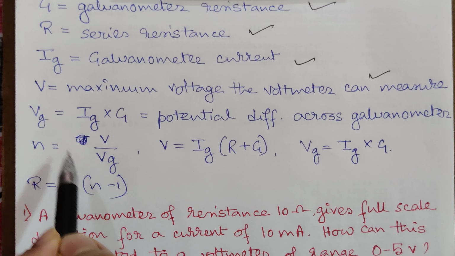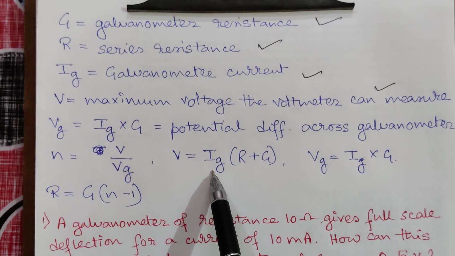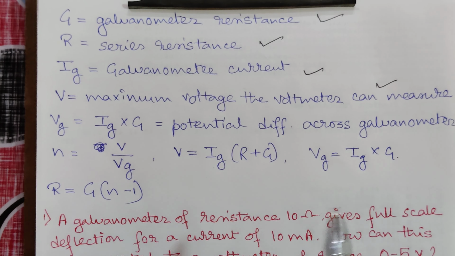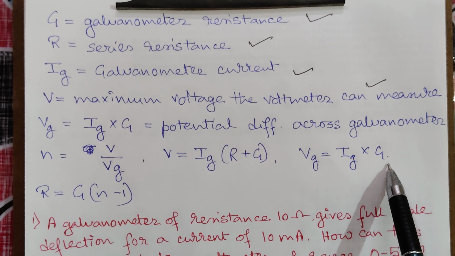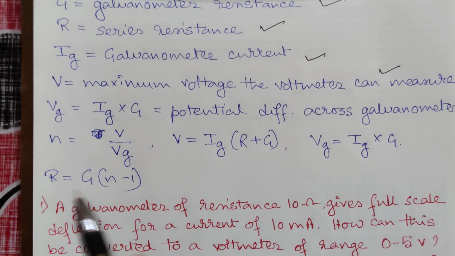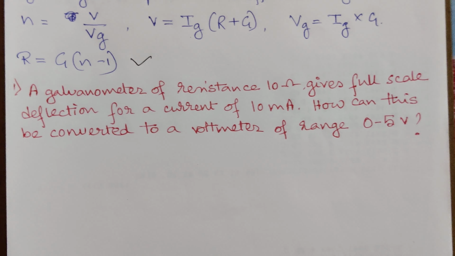So V by Vg is denoted as N, and V is equal to the galvanometer current into the series equivalent of these two resistances, and Vg is Ig into G. And the relation between R, G and N is this. So let's try to solve some examples.